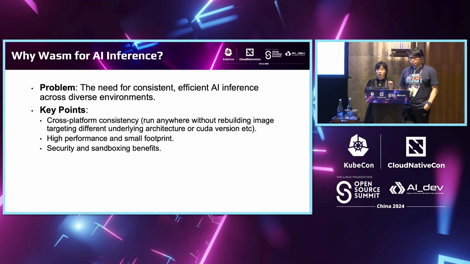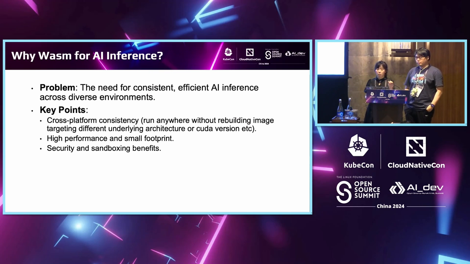So why do we use Wasm for AI inference? Because in this age of large language models, we have different underlying environments and infrastructure for AI workloads. You need cross-platform consistency, and you don't want to rebuild your image every time the CUDA version or your driver version changes. It's very cumbersome for developers to do that every time.